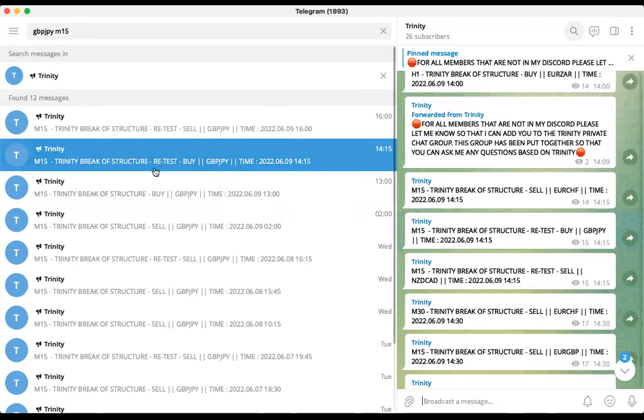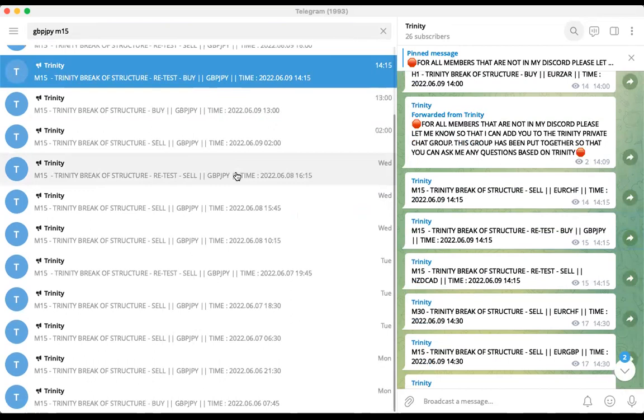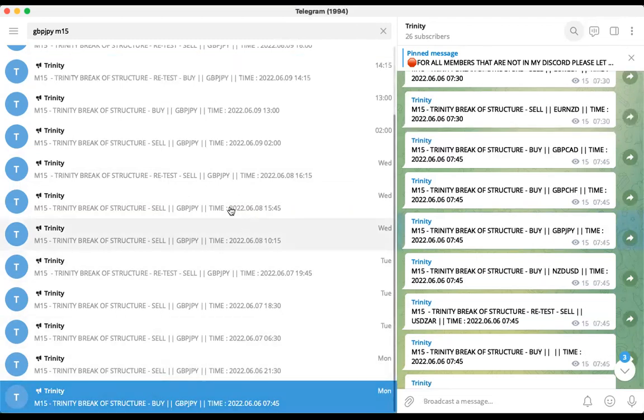So yeah, how you backtest alerts, it's just like this. This is why I asked people the other day what do you want me to check? These are all the trades that came through from Monday to now. As you can see, new trades are coming through. I just want this to come out of the way.